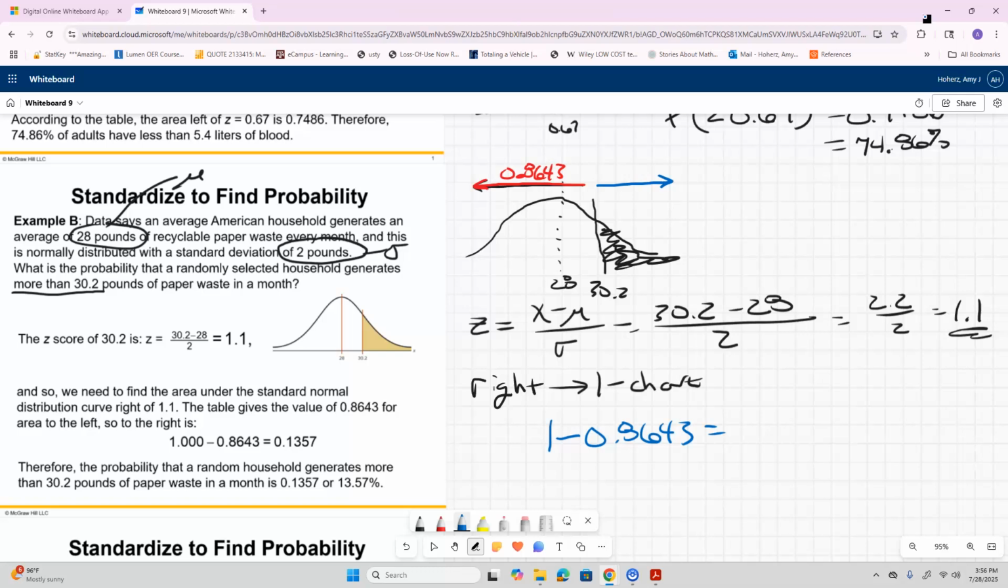We're going to have a little bit less than 14% that's above. So 0.1357, or 13.57% if we're talking about the probability. So the probability that you select a random family and they have over 32.2 pounds of waste paper in a month is 13.57%.